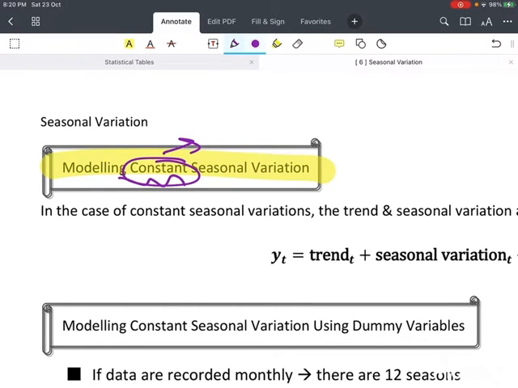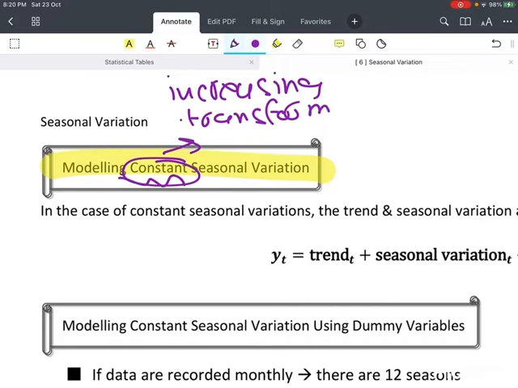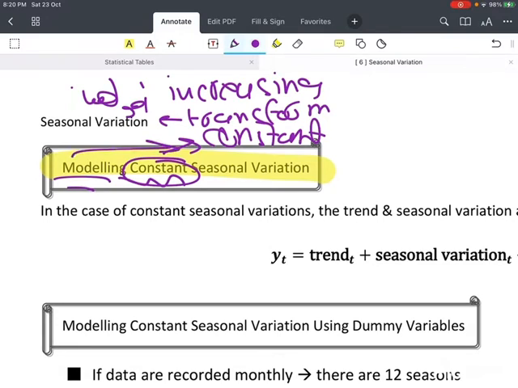If it was increasing, what do we do? First transform it to constant, then you do the modeling at the constant. So why did we say modeling constant seasonal variation? Because if it is constant we will do the modeling, but if it is increasing we will do the transformation, then we will work on it as a constant seasonal variation.